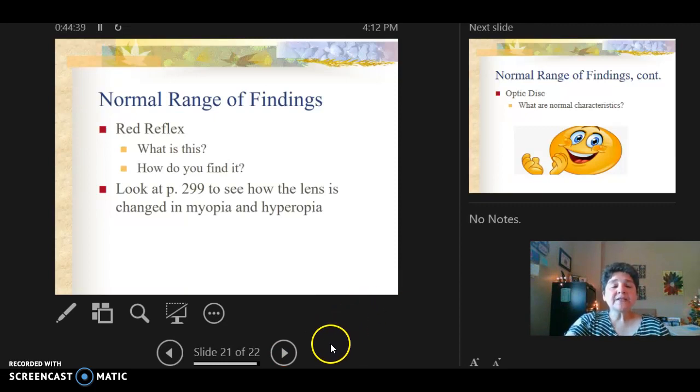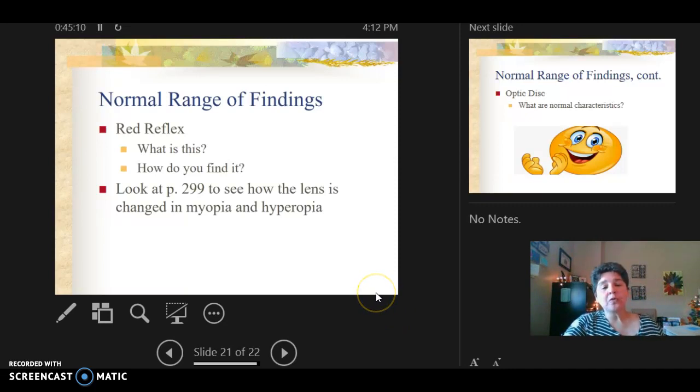The red reflex, what is this? So when you shine a light into the eye and it hits the back, the retina part of the eye, because it's so rich with blood vessels back there, you might get a flash of red light back at you, and we call that the red reflex. So you'll learn how to look at that in lab as well. It's really cool when people see that red reflex for the first time.